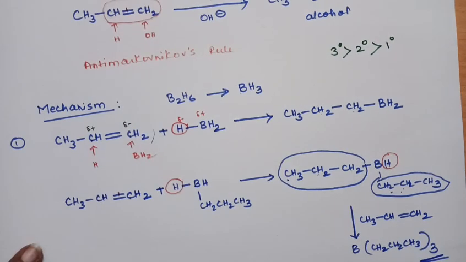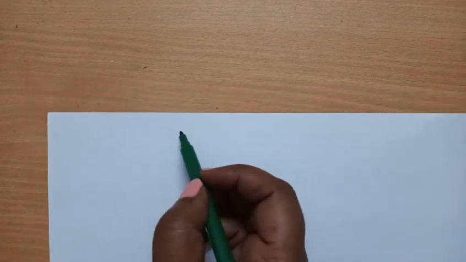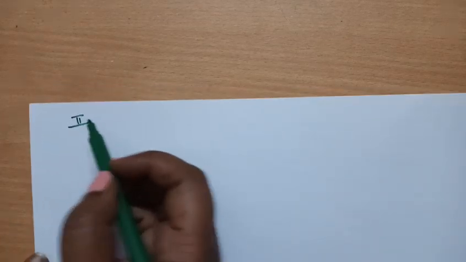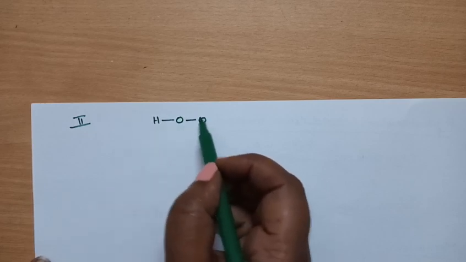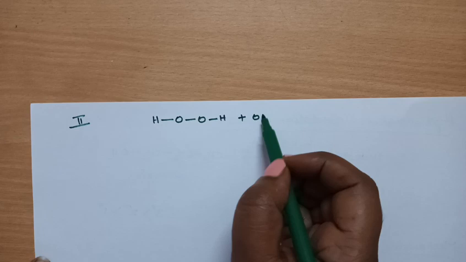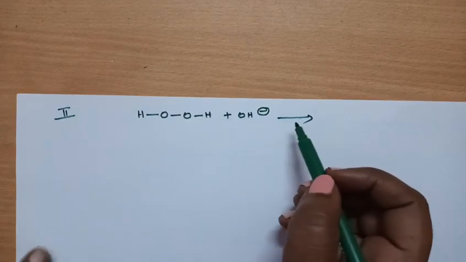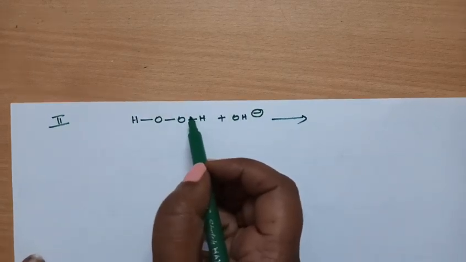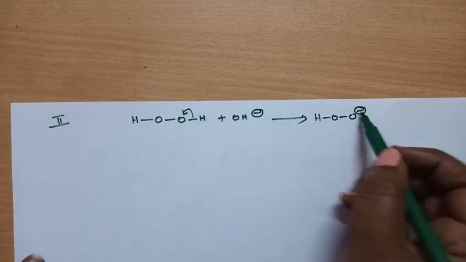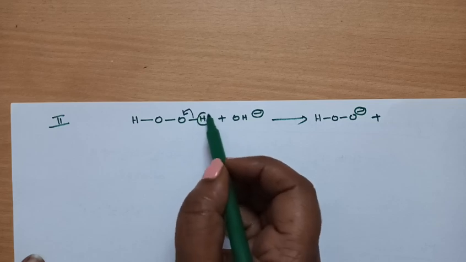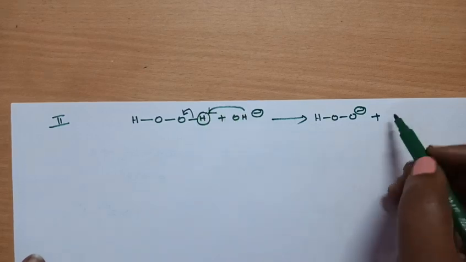So now we will go for the second step. In the second step, hydrogen peroxide and basic medium is what we have taken. Hydrogen peroxide is H2O2, which can be written as HOOH, plus basic medium OH minus. So now this bond will shift to oxygen. It becomes HOO minus, and the hydrogen will be taken by OH minus, so it becomes water.